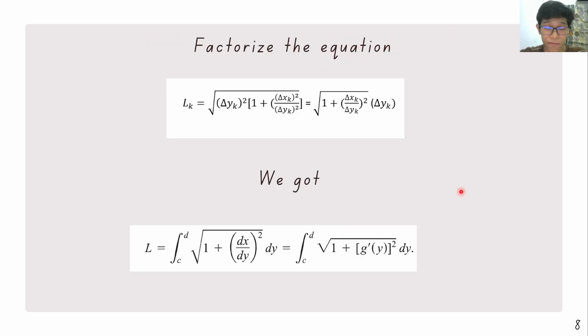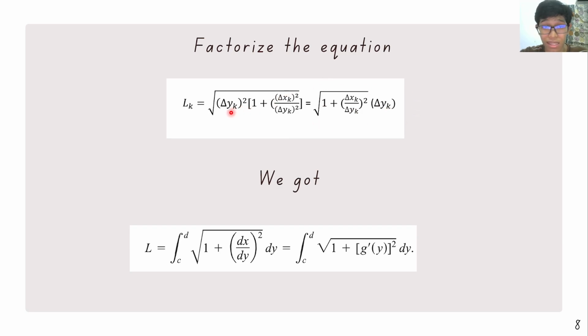The same as before, we have to factorize the equation. So we get Lk equal to the square root of delta yk squared times 1 plus delta xk squared over delta yk squared. In this case, we don't factorize the delta xk squared; we only factorize the delta yk squared. As you can see, this is the result after we factorize it.